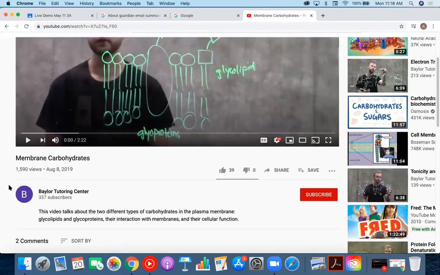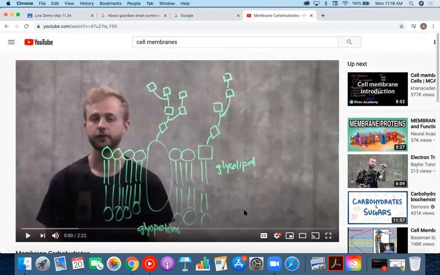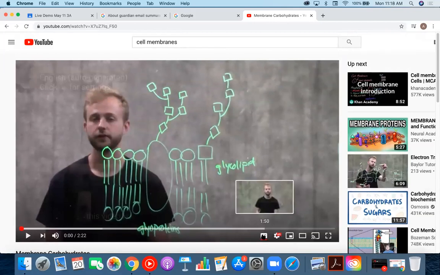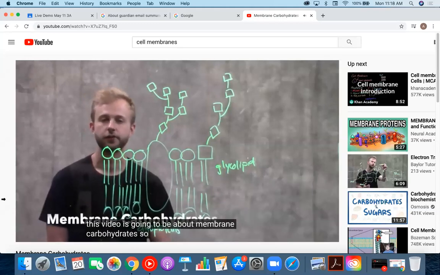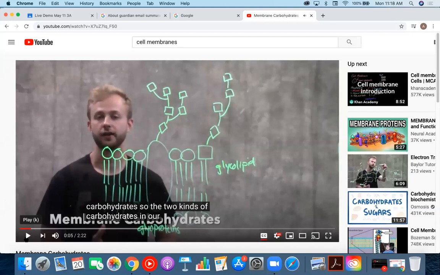Now, something else that I like, another accessibility feature in this, I can turn on closed captioning. So I'm clicking the CC, and every video in YouTube is closed captioned. Let me go ahead and play. It is going to be about membrane carbohydrates. So the two kinds of carbohydrates. We can see that it is playing. It's giving me that closed captioning.